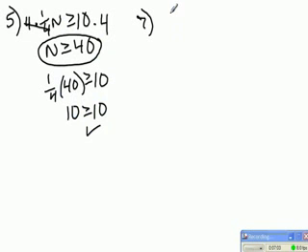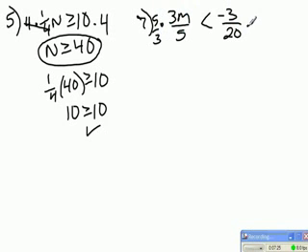Number 7. We have 3m over 5 less than negative 3 over 20. This again is really 3/5 times m. It doesn't matter that that m is sitting on top instead of next to it. You still want to get rid of the 3 and the 5. So I'm still going to multiply by the reciprocal on both sides.